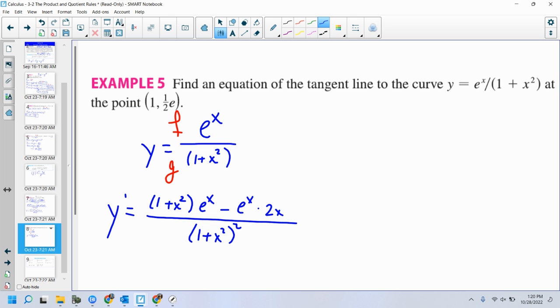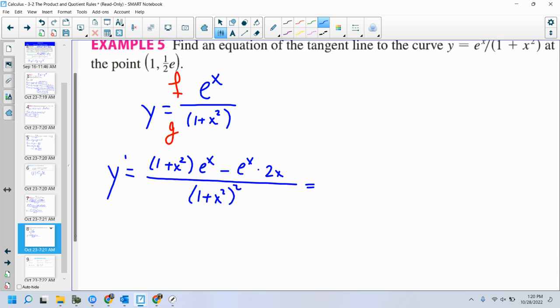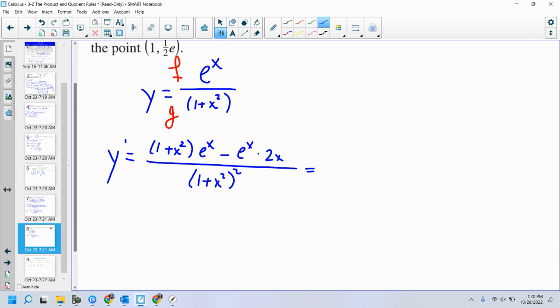Again, I'm not going to force you to FOIL that out. My first year teaching calc, I made them FOIL it every time. It doesn't help anything. At that point, I didn't know if we would need to do it later on. Now I know that's just futile. We don't have to do that. All right, so let's see if we could reduce this at all. Let's factor in that e to the x. This is e to the x plus e to the x squared minus 2x e to the x, all divided by 1 plus x squared, squared.